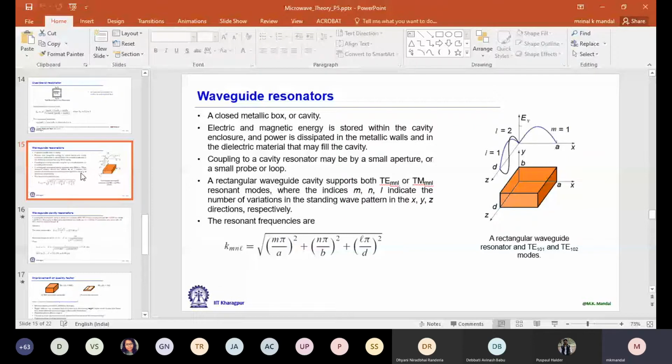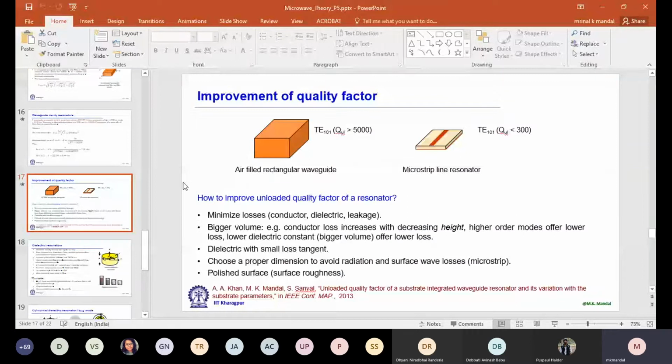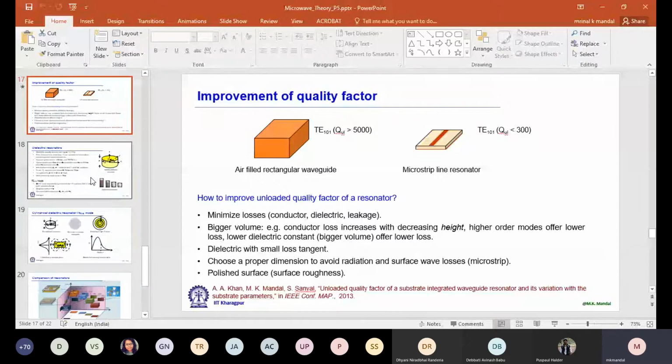here this is a little different from the transmission line because we can't use the voltage or current concept, and that's why we have to deal with the electric field and magnetic field. And finally, we found the expression for the resonant frequency, and we also discussed how to improve the quality factor for any given resonator. So now today's the last part.